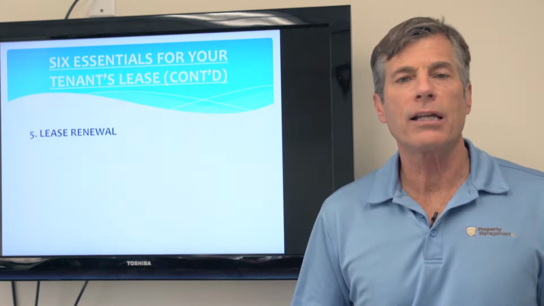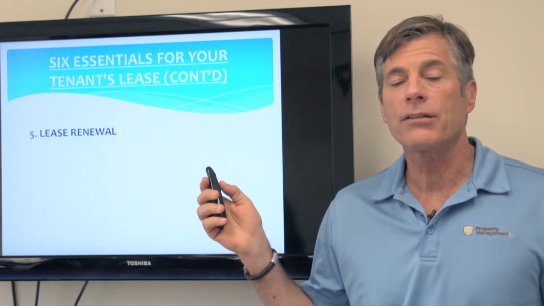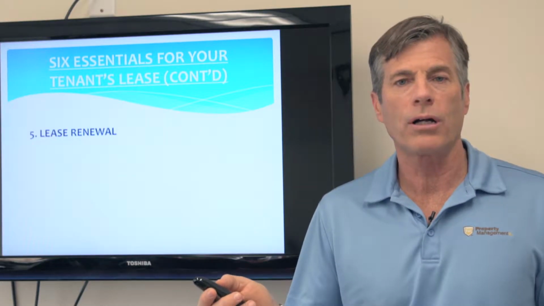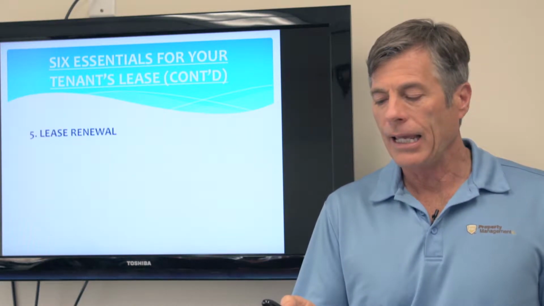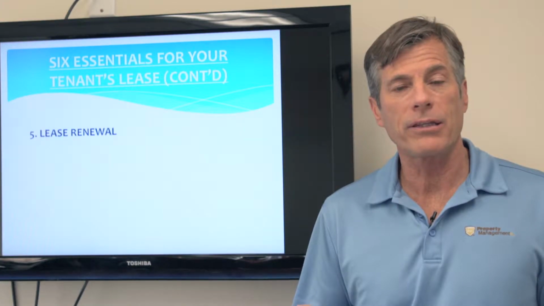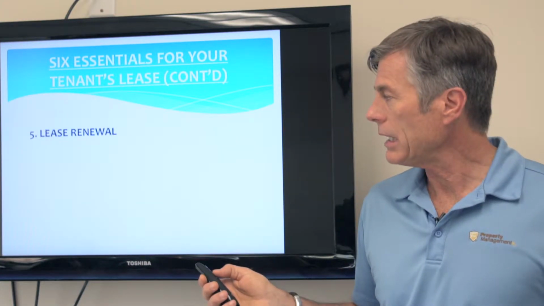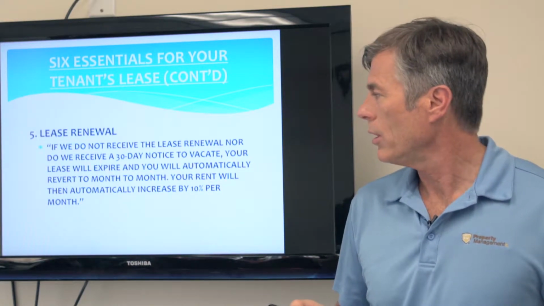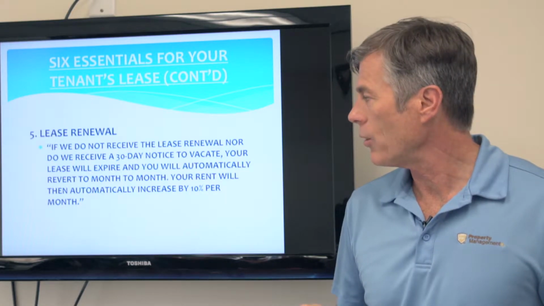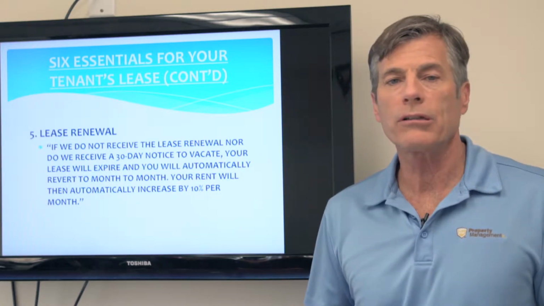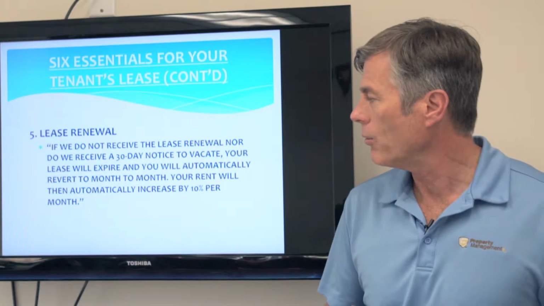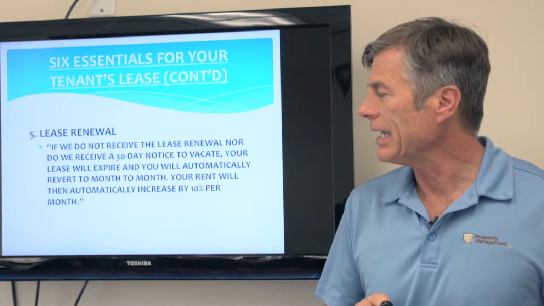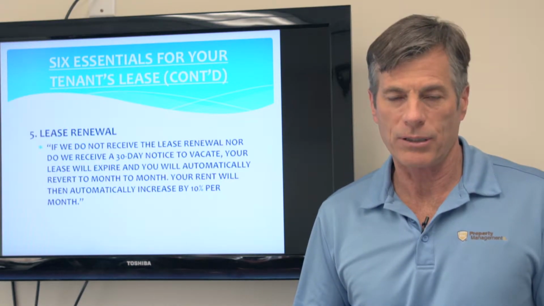But sometimes the tenant stays and does not renew the lease, because we send a renewal notice out a couple weeks before the lease actually expires. And sometimes it's not signed by the tenant. So we have this in the lease that simply states, if we do not receive the lease renewal, nor do we receive a 30-day notice to vacate, your lease will expire and you will automatically revert to month to month. And your rent will then automatically increase by 10% per month.